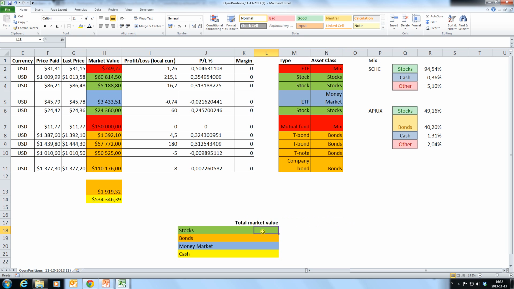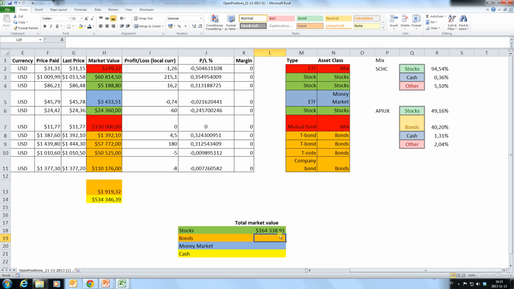Okay, so to get the total value of all the stocks we own, we add the value of this stock, the value of this stock, the value of that stock, as well as the portion of this ETF that is invested in stocks. And I get this by clicking on this cell, the market value of the ETF, times the percentage of that ETF invested in stocks. And I do the same for the mutual fund. I take the market value of the mutual fund, so here I make this multiplication sign, times the percentage invested in stocks. So this is the total market value invested in stocks.